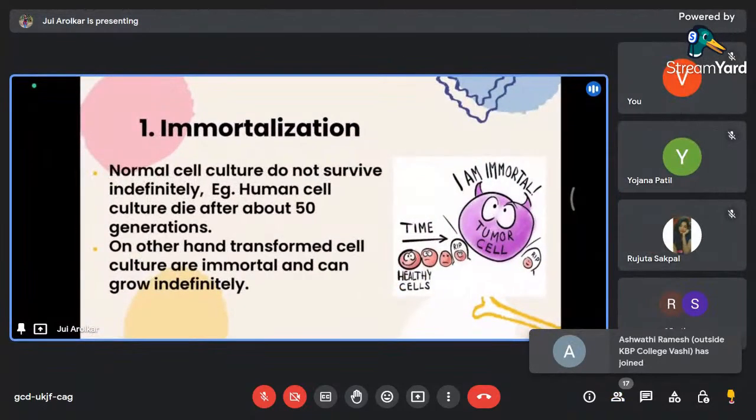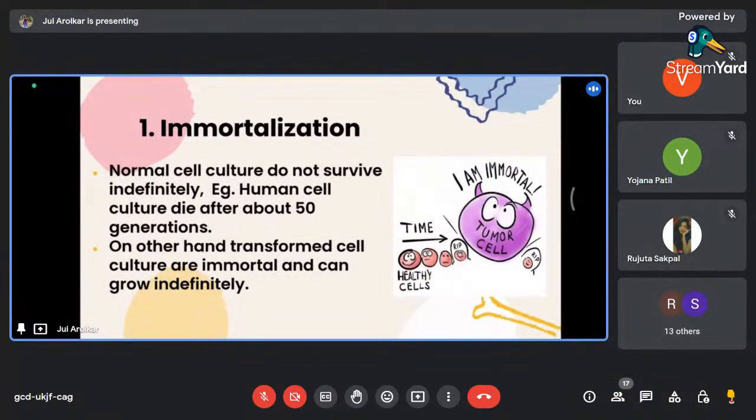First is immortalization. Normal cell cultures do not survive indefinitely. For example, human cell culture die after about 50 generations. On the other hand, transformed cell cultures are immortal and can grow indefinitely.